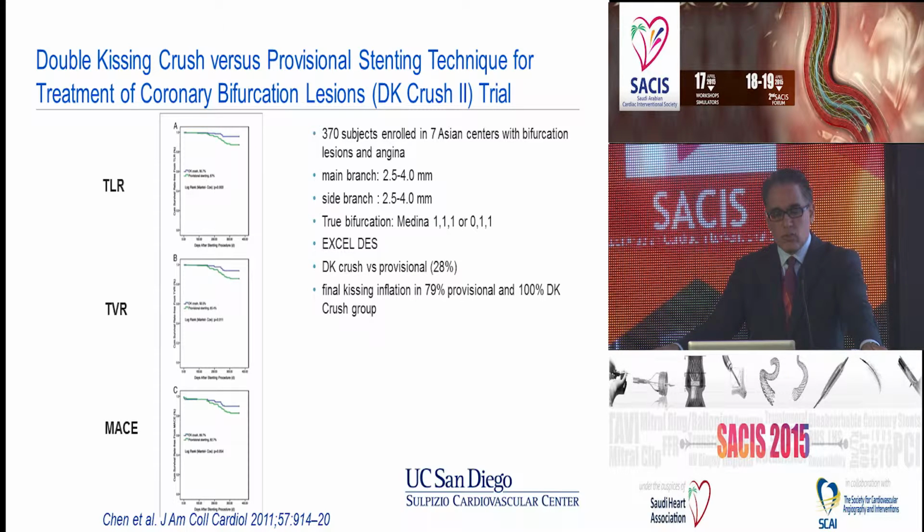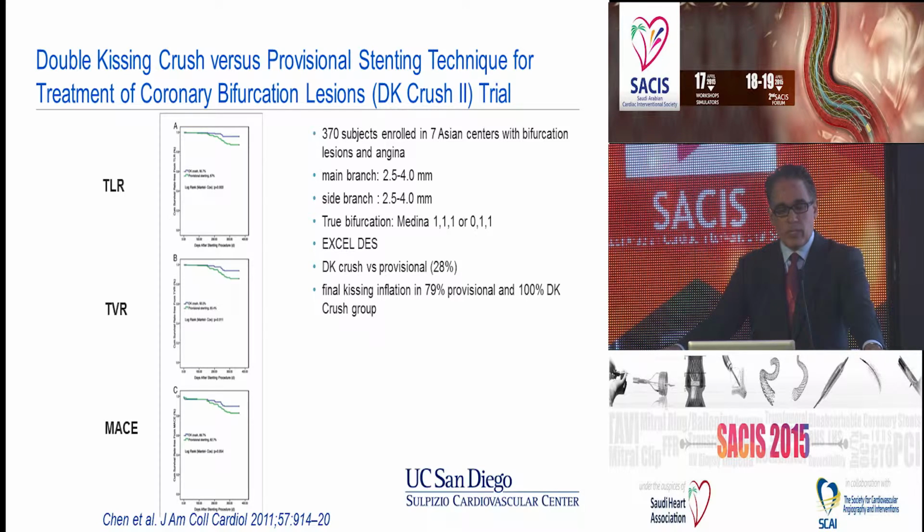370 patients enrolled in 7 Asian centers, but the big difference is they included main and side branch vessels that could be 2.5 to 4 millimeters. In all the previous studies, the side branches were anywhere from 2 to 2.5, sometimes 2.75. Here you have large side branches, large parent vessels. They also limited the trial to true bifurcation lesions, not a mixture. These had to be Medina 111 or 011 only.